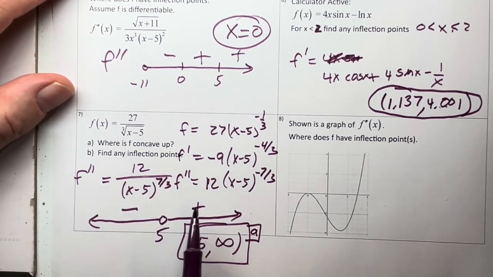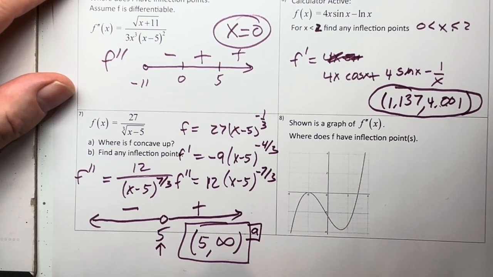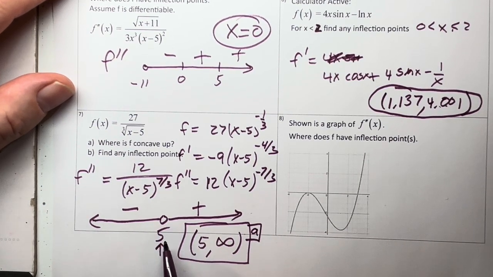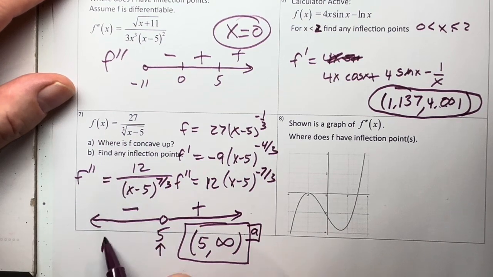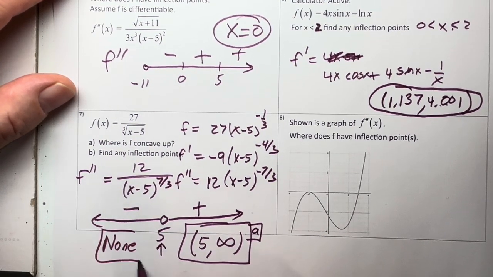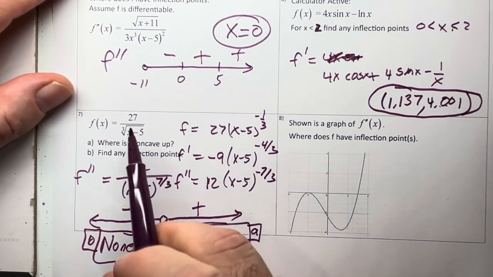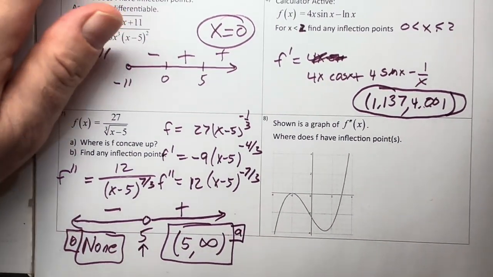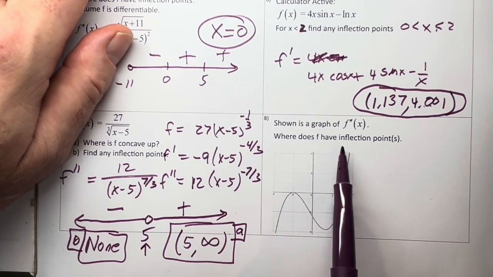Okay, find any inflection points. There are no inflection points. All right, this would be the point of inflection if it actually existed, but there is no 5 in the original, so we'd want to say none. Looks like an inflection point, but x equals 5 is not on that graph. Okay, shown is a graph of f double prime. Where does f have inflection points?